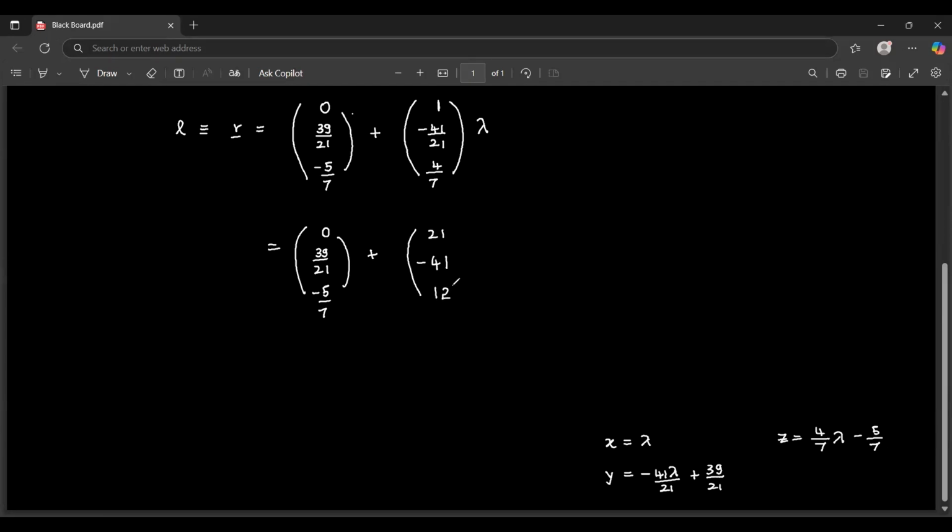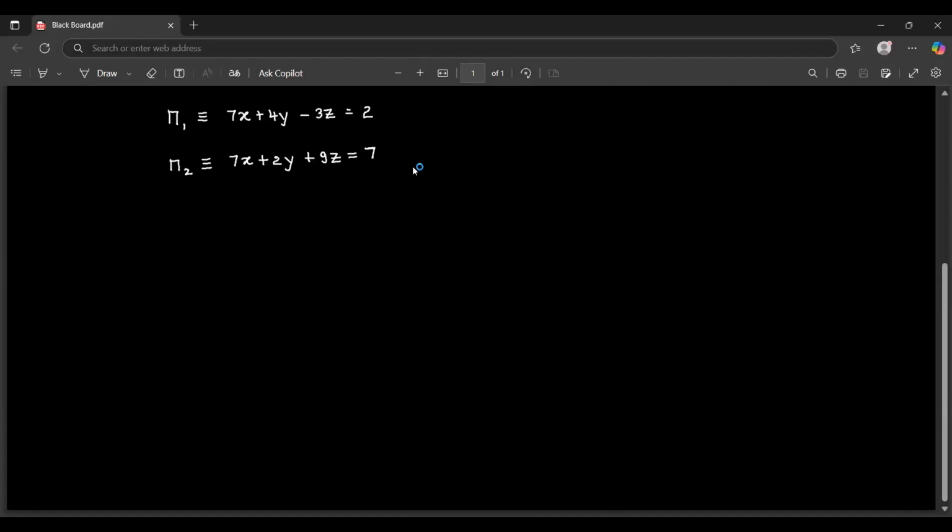and 12 lambda. Okay. So in this question, what we have to do is, first of all, select a parametric variable. So I'm going to choose z in this case because x is perfectly fine. So I'm going to use z in this case. So we are going to let z equals lambda. Okay, so let z equals lambda.